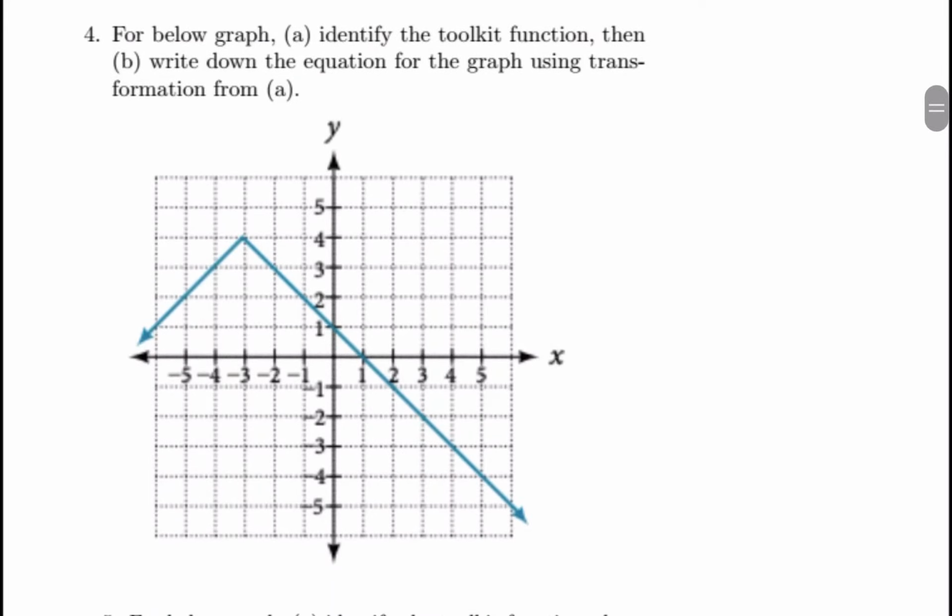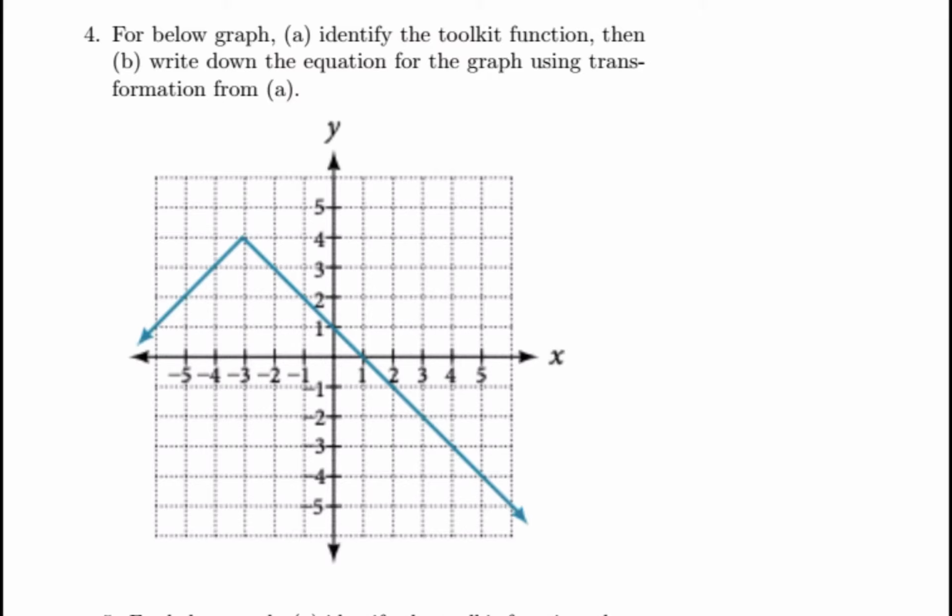Okay, next problem. Another transformation problem. So again, pause the video, try on your own, then come back and compare your work with my work. For the graph below, first identify the toolkit function. That means identify the original function. Then write down the equation for the graph using transformations from part A.